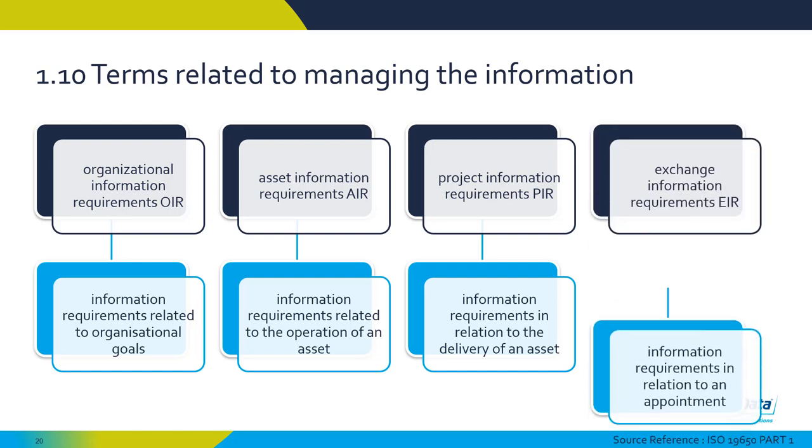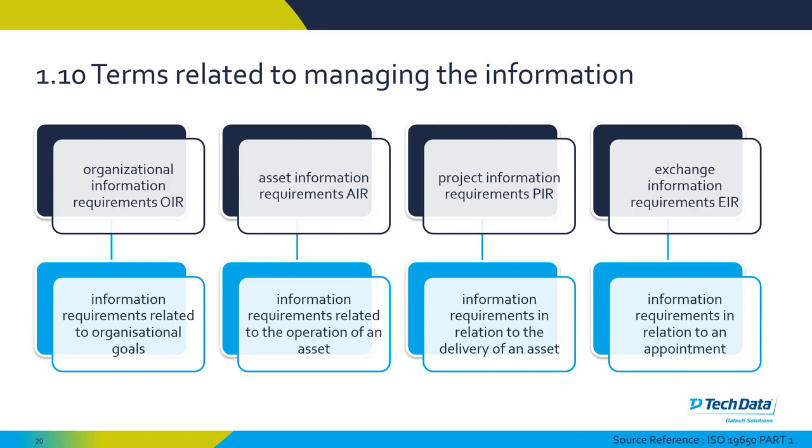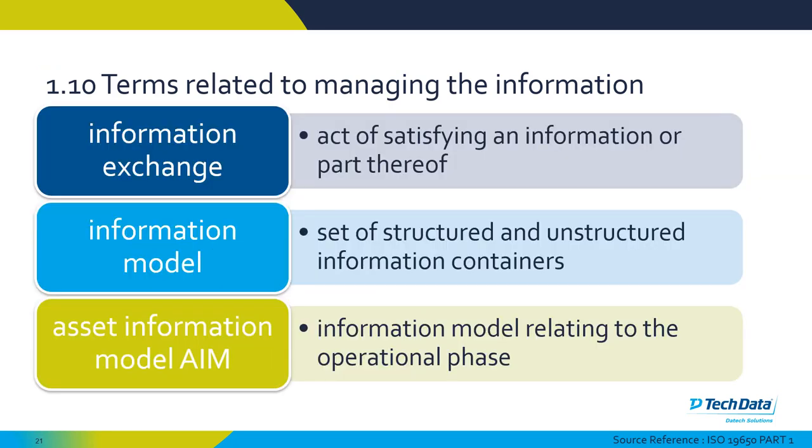And then exchange information requirements, or an EIR, is the information requirements in relation to a particular appointment. So what is the exchange information? What is the type of format that files will be shared from an architect to an engineer, or from the engineer or the architect to the client or the employer? What are the information requirements? What format of DWG do you need to use? What version of Revit do you need to be using? That type of information is in your exchange information requirements.